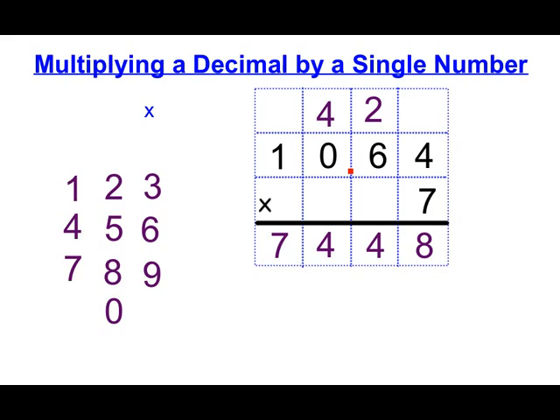I'm not quite done because I still need to count in my decimal. Starting on the number that has the decimal, I'm going to count over 1, 2 units. So in my answer, I will go 2 units as well. 1, 2. So I carry my decimal down, and I have now completed the math problem, 74 and 48 hundredths.